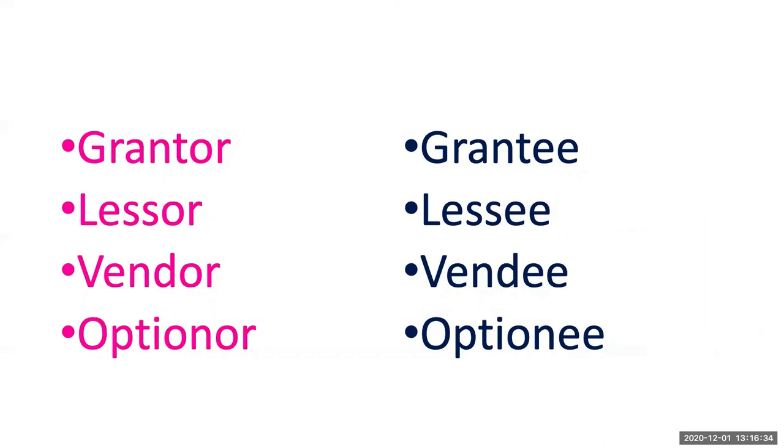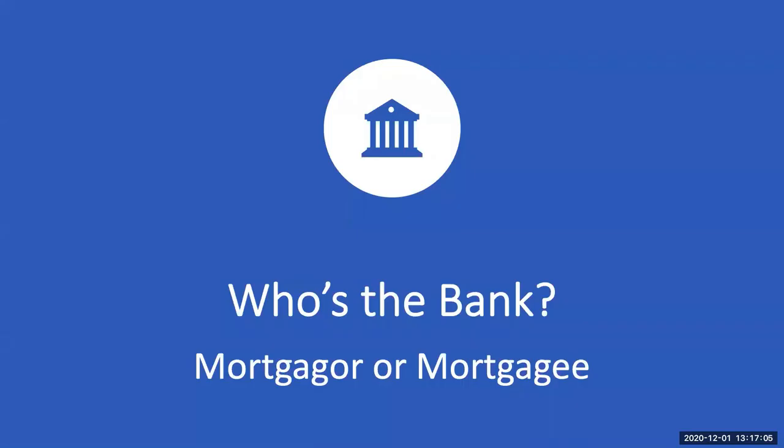Between grantor and grantee, who's the buyer? Grantee, give me the property. Lessor, lessee, who's the landlord? Lessor. You guys following this pattern here? Vendor, vendee, who's the seller? Vendor. There you go. Optionor, optionee, who's the one that can decide to buy it or decide not to buy it? Optionee. There you go. You guys got that? Or is the giver. E is the gimme the property.